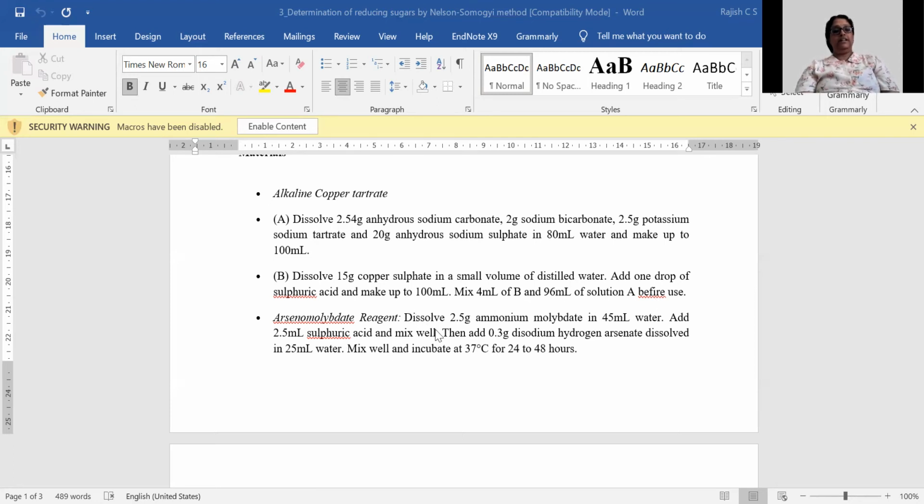For the arsenomolybdate reagent, the third part, you have to dissolve 2.5 gram of ammonium molybdate in 45 ml water, and then add some sulfuric acid, then add some disodium hydrogen arsenate dissolved in 25 ml, and then mix well. And this has to be incubated at 37 degrees Celsius for 1 or 2 days. So these are in order to ensure optimum solubility and the optimum conditions for the reagent preparation.